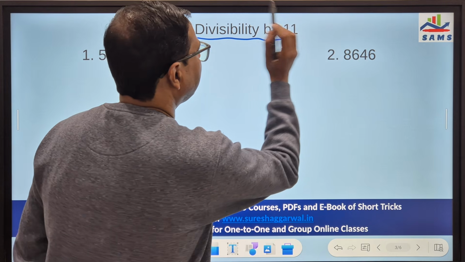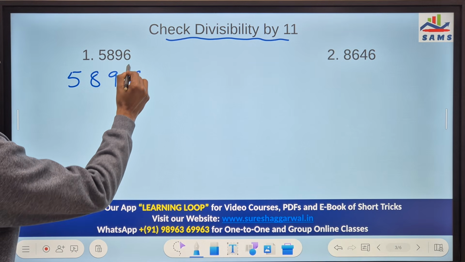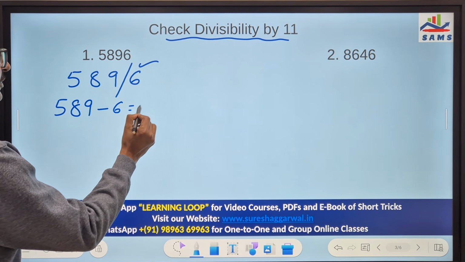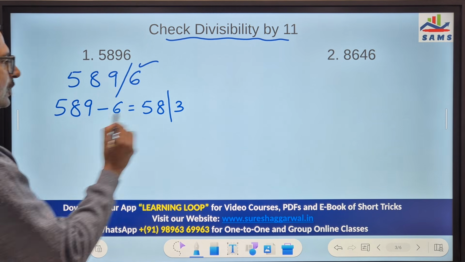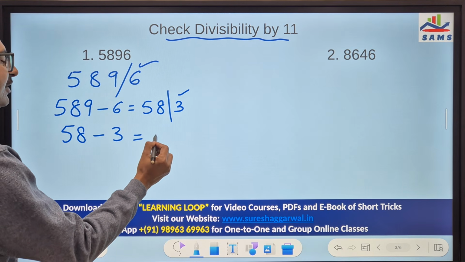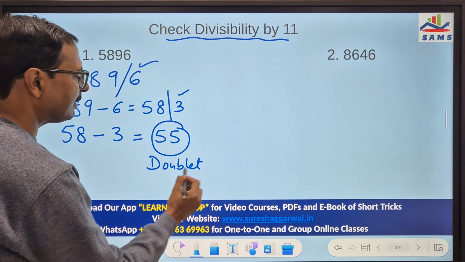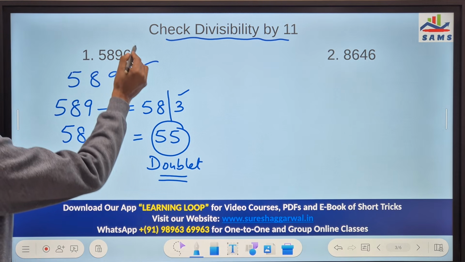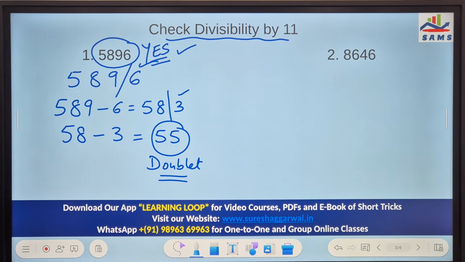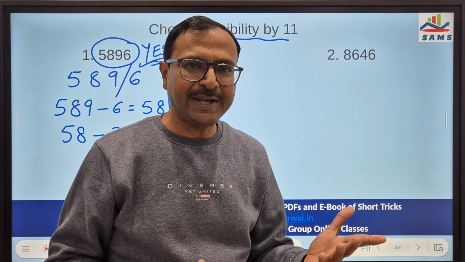We have to check divisibility by 11 for these numbers. So we have 5, 8, 9, 6. Separate out the last digit. 589 minus 6 is 583. Separate out the last digit. 58 minus the last digit 3 gives me 55. And see, here you have a doublet. And whenever you get a doublet, it is divisible by 11, right? And therefore, the entire number is divisible by 11. So 5896 is divisible by 11. No odd even stuff, and you can actually get to the rule directly.